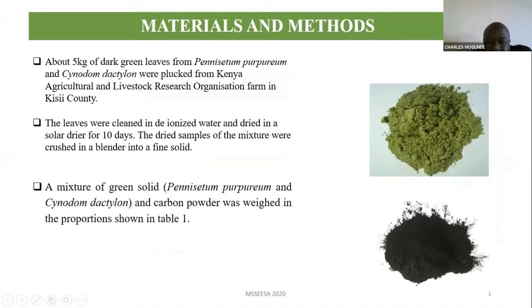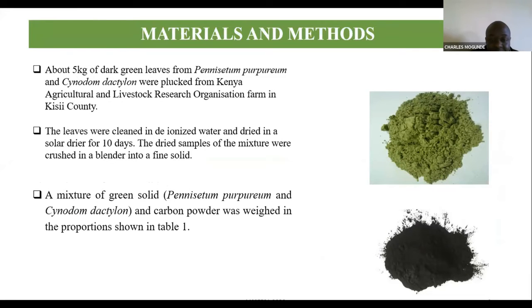Yeah, you can see from the slides, we have the powder of the green plants. We have also the carbon. The carbon was obtained from ordinary charcoal, which was crushed and ground into fine powder. We move to the next slide, please. Next slide.